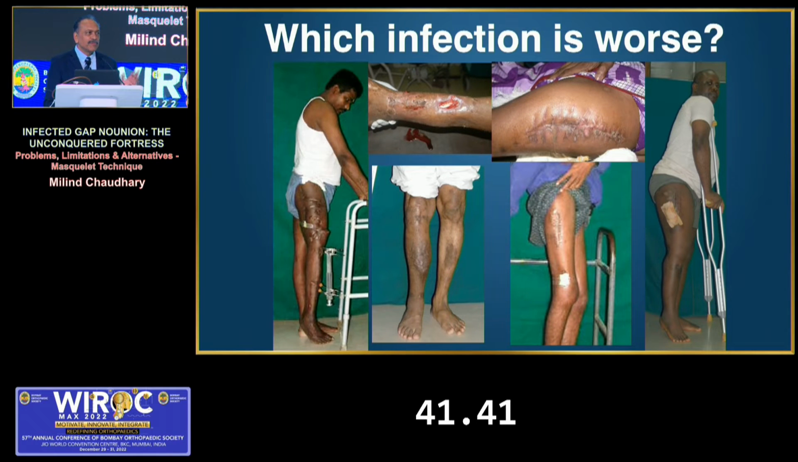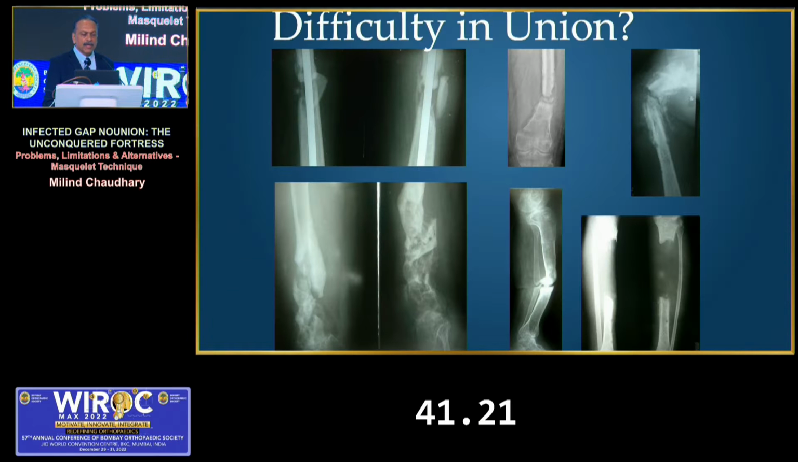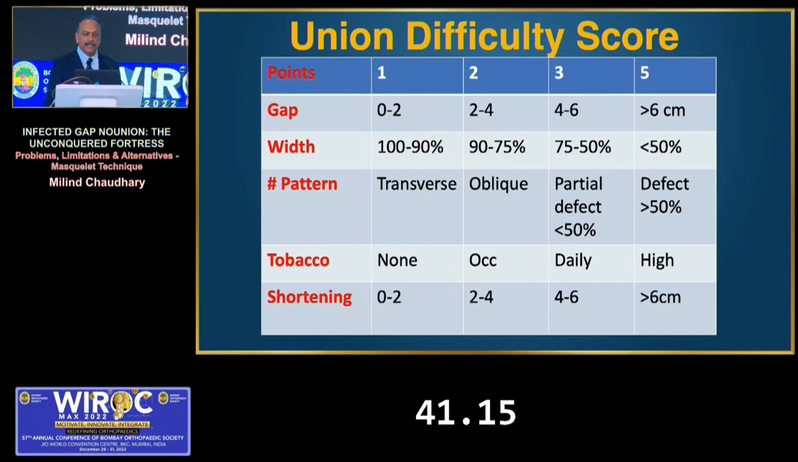So we have to start by thinking which infection is worse. Which of these is worse? So we've come up with an infection severity score which was written up in IJO and also in the textbook on femoral non-unions by Professor G.S. Kulkarni. So this is the infection severity score, and it will help you to decide whether Masquelet is appropriate or not. And then amongst these non-unions, which ones are more difficult to heal? That again is going to help you with the help of this score.